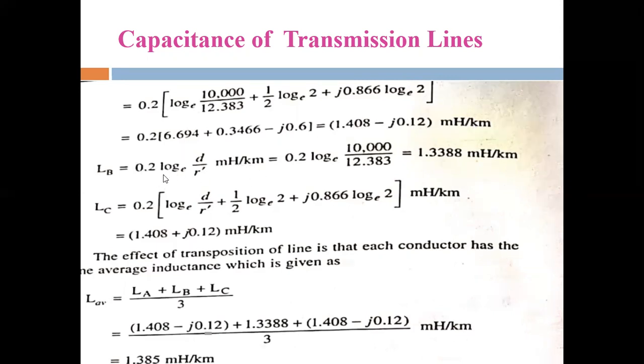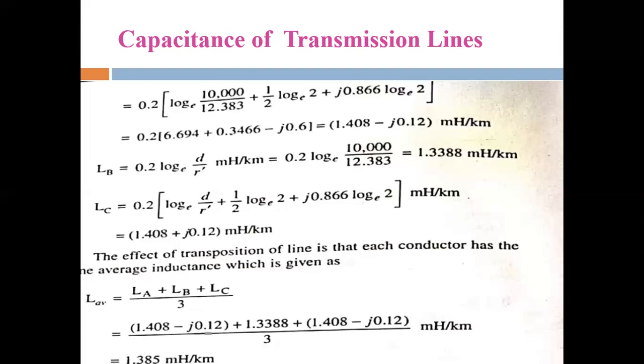LB is equal to 0.2 log e of D by R dash, where 0.2 log e D is 10 by R dash, which is 12.388. Then we calculate the LC value, that is 0.2 log e D by R dash plus 1 by 2 log e 2 plus j 0.866 log e 2. Substituting these values, we obtain 1.408 plus j 0.12 millihenry per kilometer.